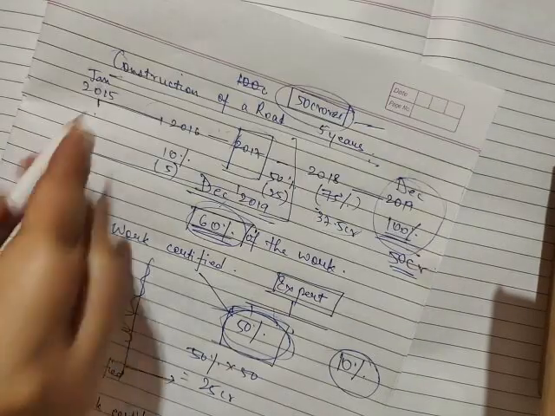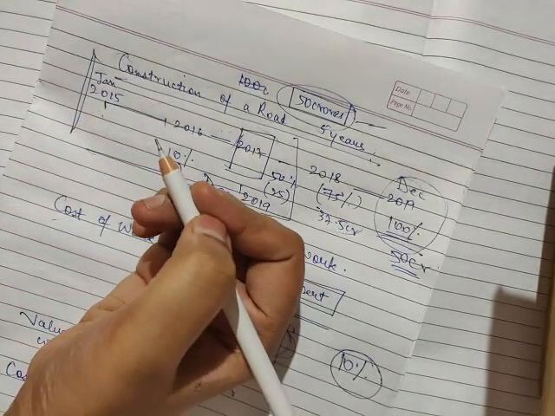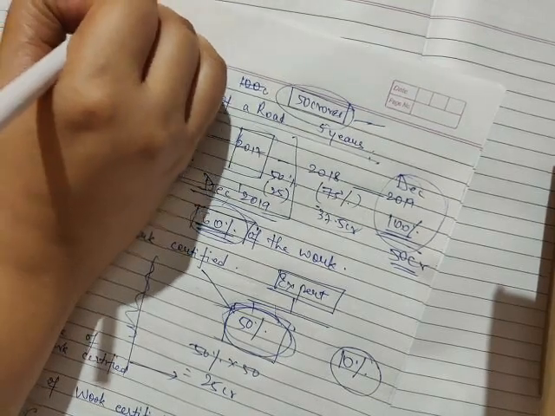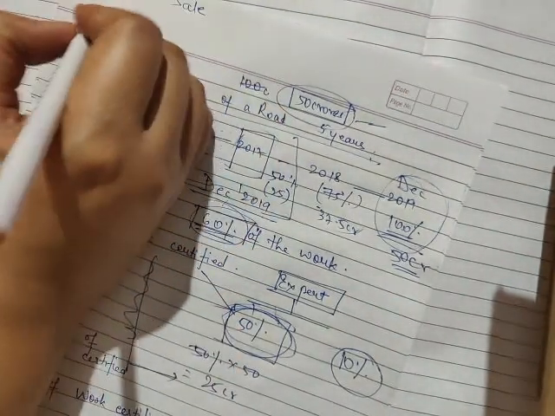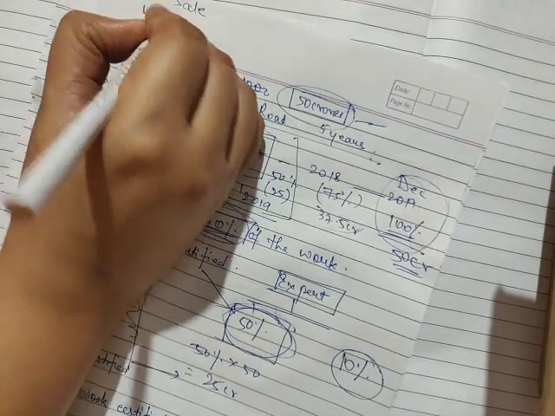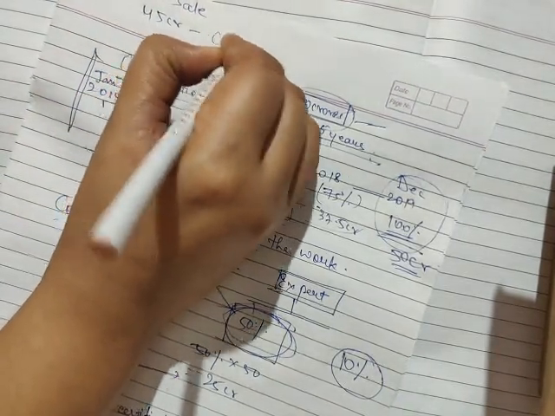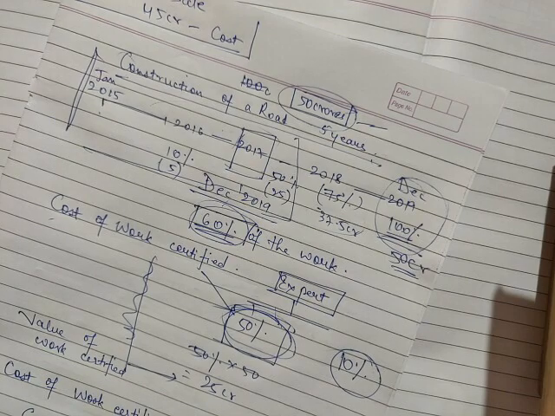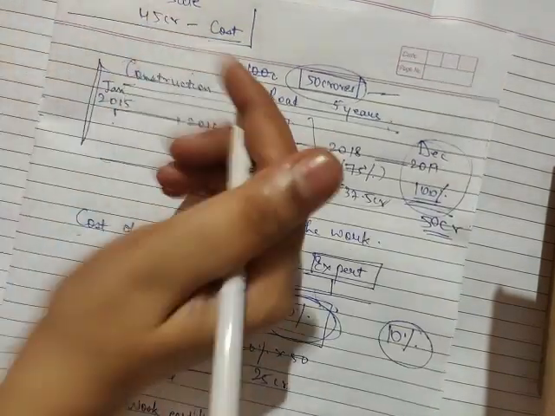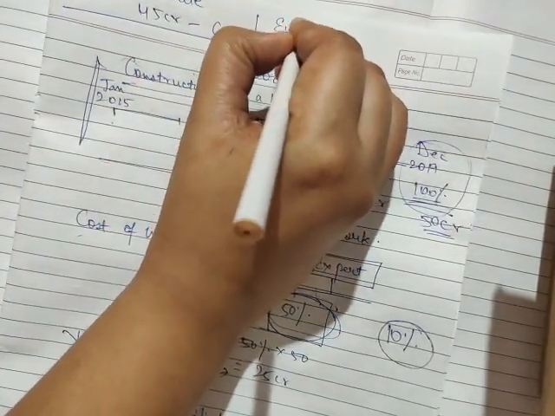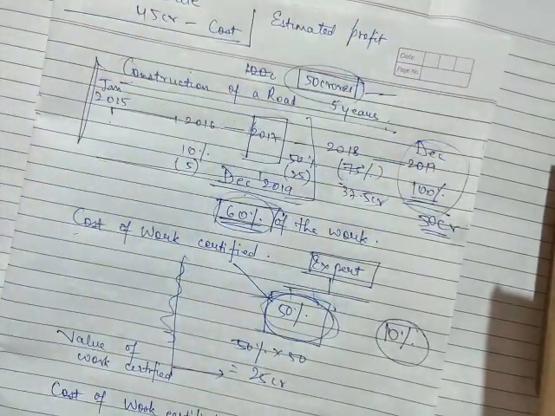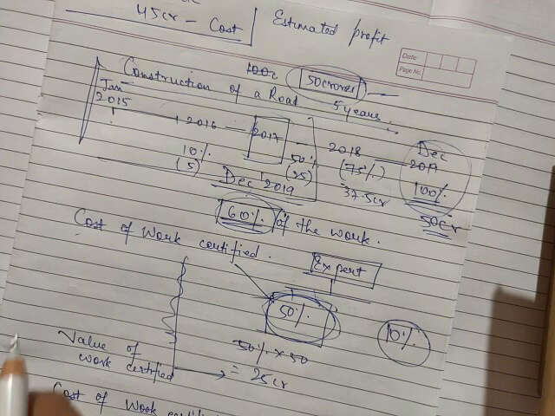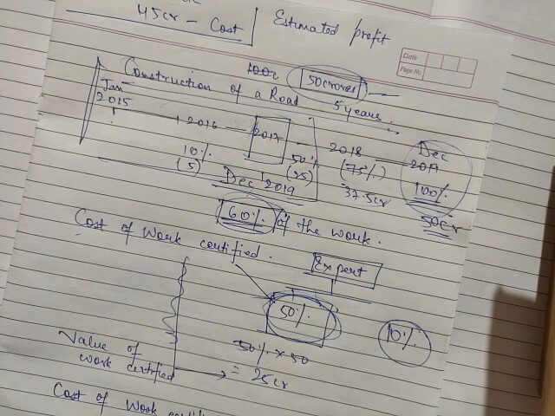Suppose at the beginning of the contract, when you were standing in 2015, 50 crores was the sale price, and the contractor estimated that a total of 45 crores will be the cost of the contract. So 5 crores is the estimated profit, that is, the contract price over the estimated total cost of the contract.